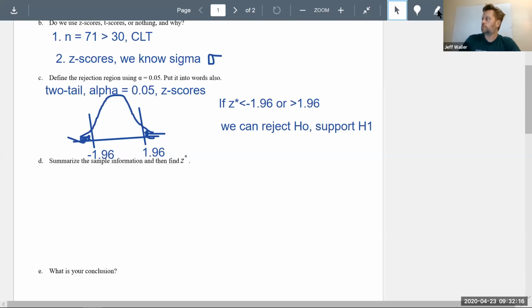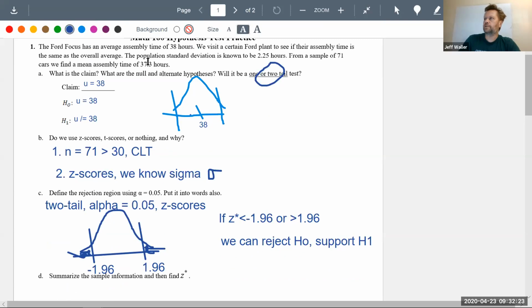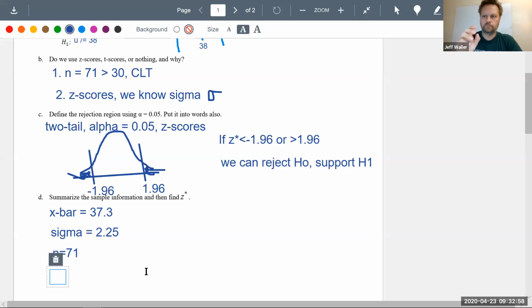Just make a z-score. So what do I know from my sample? What was my sample mean? Let's see, it looks like it was 37.3, right? So my sample mean, my X bar, was 37.3. I know sigma, what was it? 2.25, thank you. I know n, I forgot, 71. So of course, before I make a z-score, what do I have to do? New standard deviation, exactly. This is the sigma sub X bar.